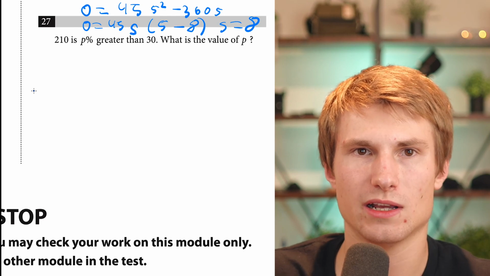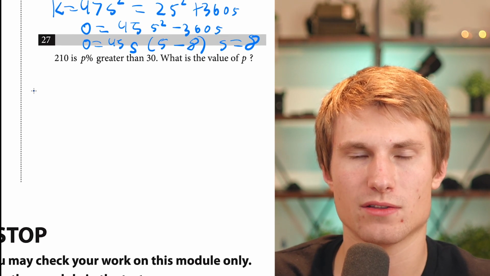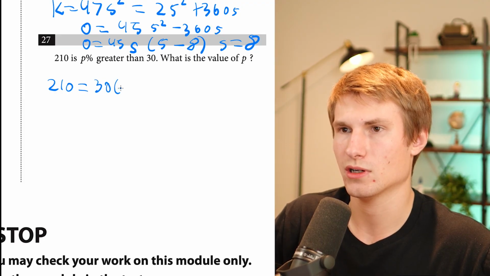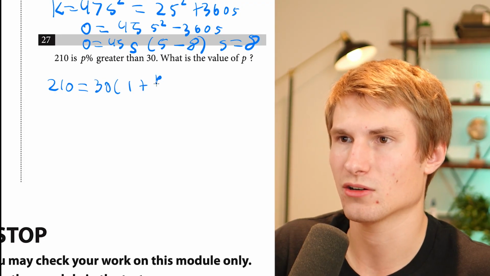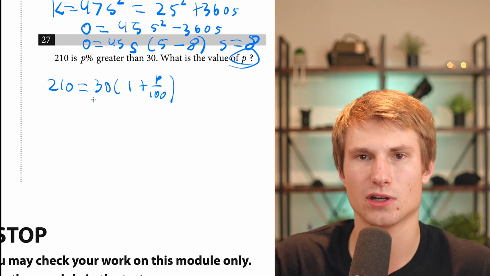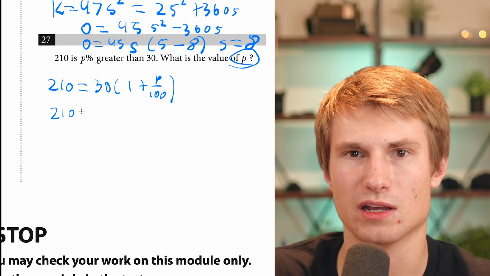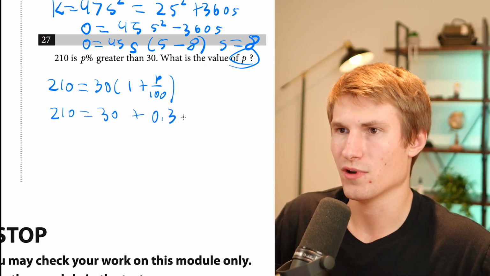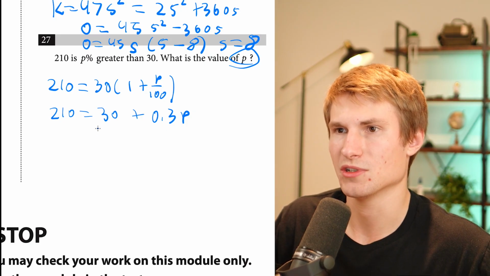We got 210 is P% greater than 30. So 210 is P% greater than 30. So we start with 30. We're multiplying then by 1 plus P% greater over 100. What is the value of P? Okay, in order to solve for P, we'll distribute our 30. That'll give us 210 is equal to 30 plus 30 over 100, which I'll call 0.3 because I prefer dealing with decimals when I'm dealing with percents like this.